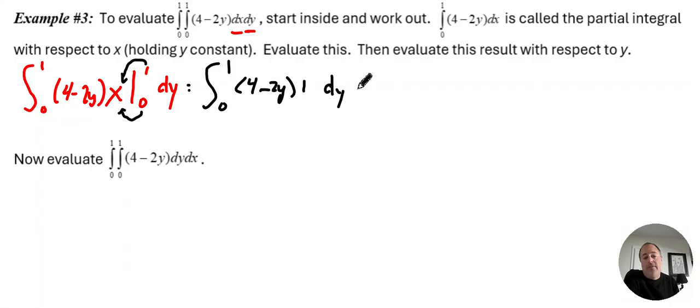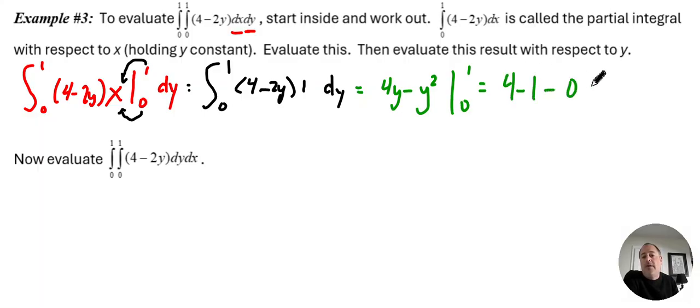And then the rest of this becomes super simple. We integrate 4 with respect to y, so that becomes 4y. We integrate negative 2y as negative y squared. And again, we're going to integrate that from 0 to 1. And using the fundamental theorem of calculus, we're going to plug 1 in, and we get 4 minus 1, all minus 0, and we get the answer of 3. Okay? So very, very basic stuff.